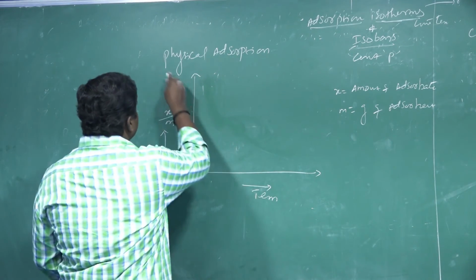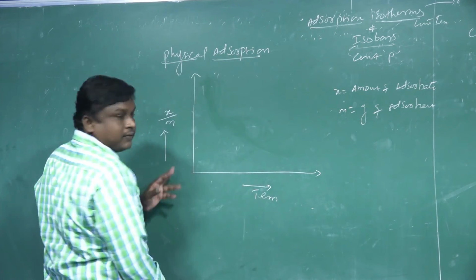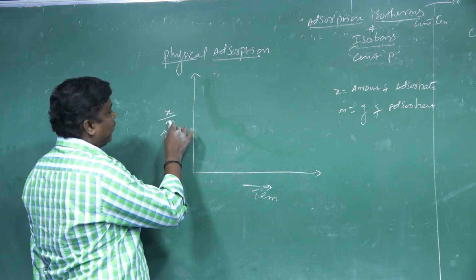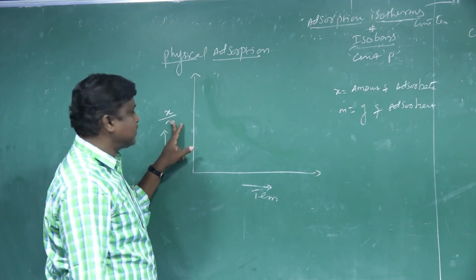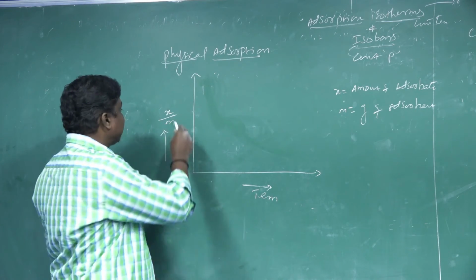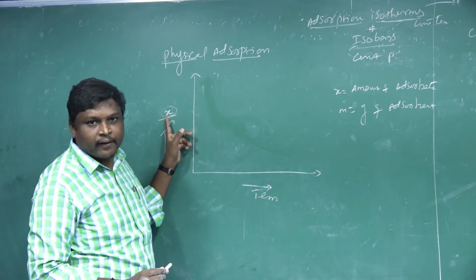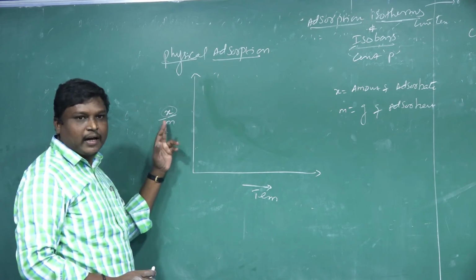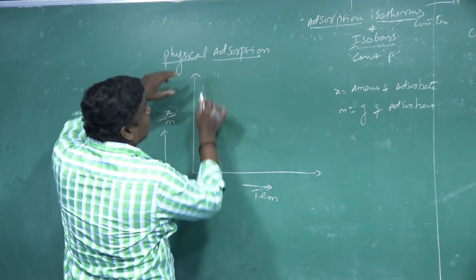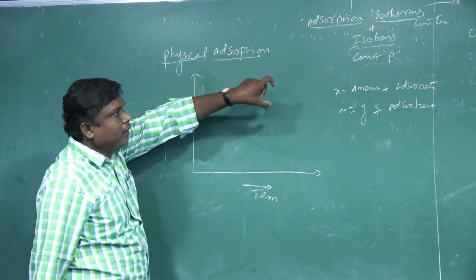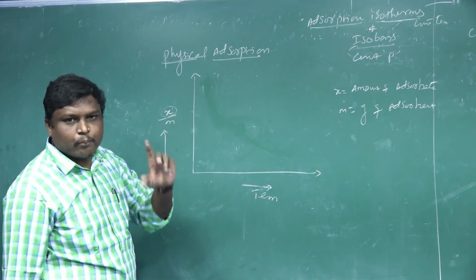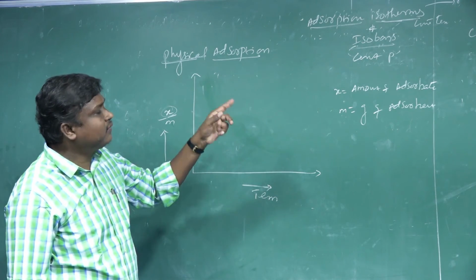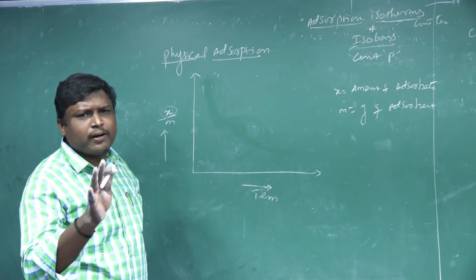Let us consider physical adsorption. The X-axis is temperature and the Y-axis is X by M. X is the amount of adsorbate and M is the gram of adsorbent. Isotherms are at constant temperature; an isobar is varying temperature at constant pressure.